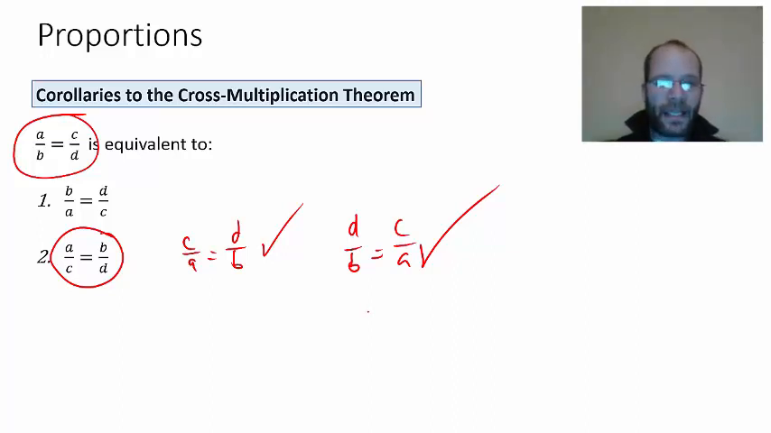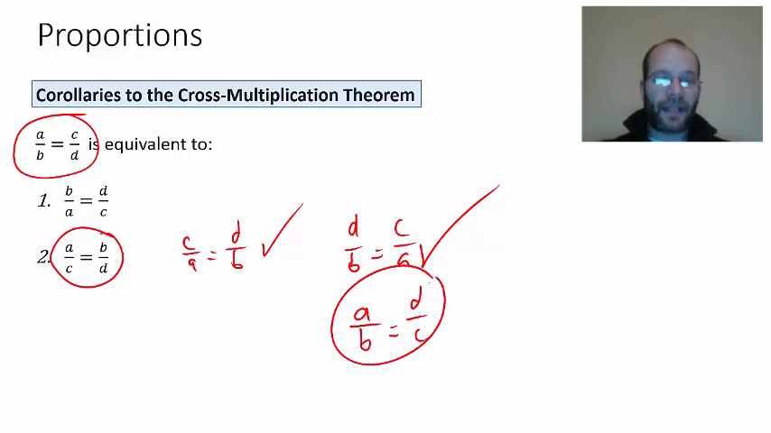We cannot take and say that A over B is equal to D over C. That is not correct. So be careful about that. We can switch the means, switch the extremes, flip the whole thing over. We can't just flip a piece of it.